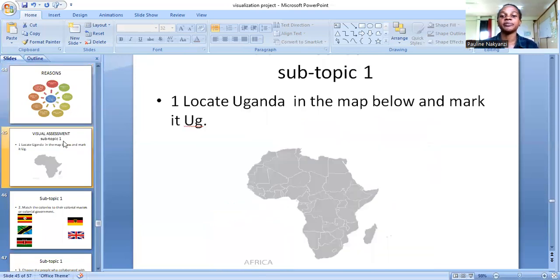So this is my visual assessment. First, subtopic 1, I set a question to locate Uganda in the map below and mark it UG. Since they already know how the map of Uganda looks like and how Africa looks like, and they know which is East, and we are talking about East, even Uganda being in East, the students will be able to understand and locate Uganda.